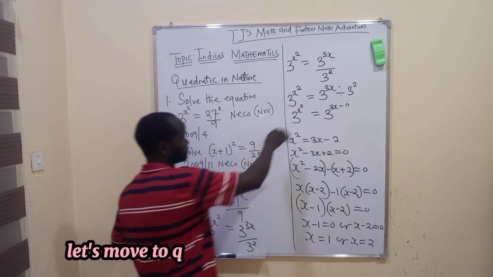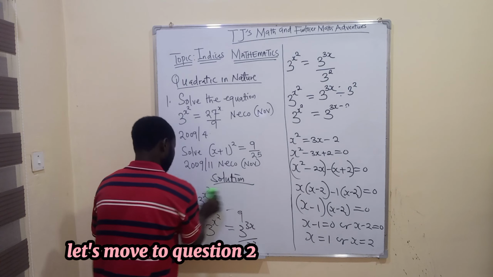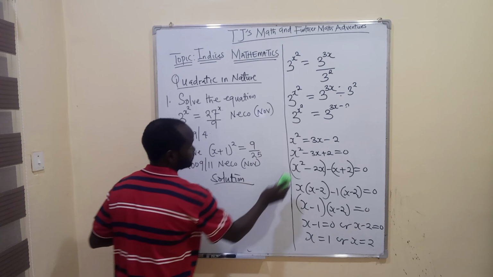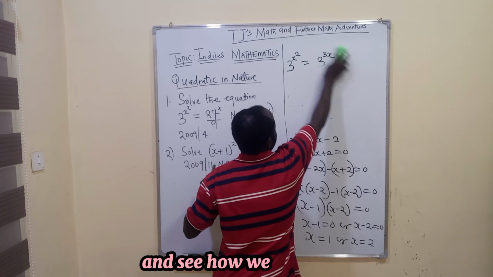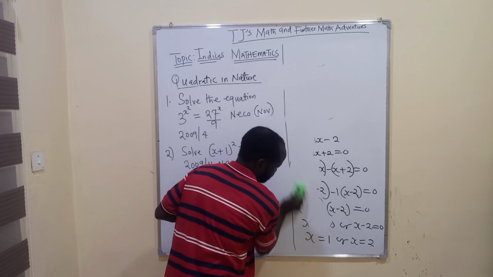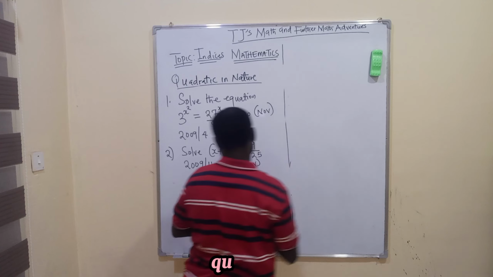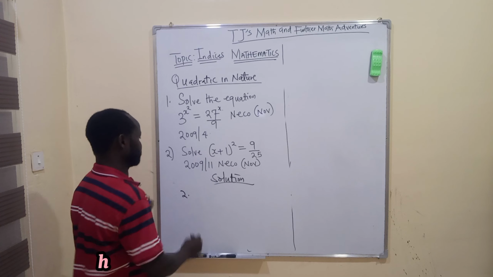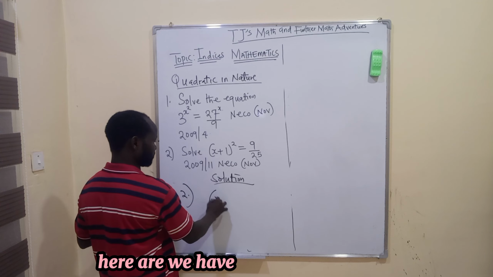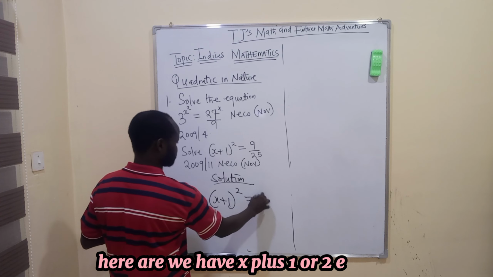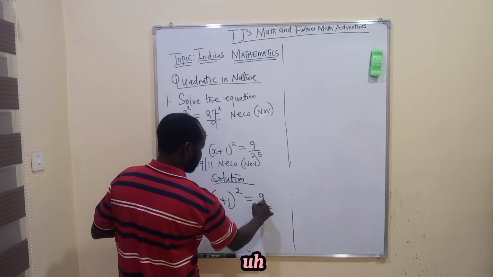So let's move to question 2. Let's move to question 2 and see how we can handle it. Okay, question 2. Let's write down question 2 here. We have x plus 1 power 2 equals to 9 over 25.